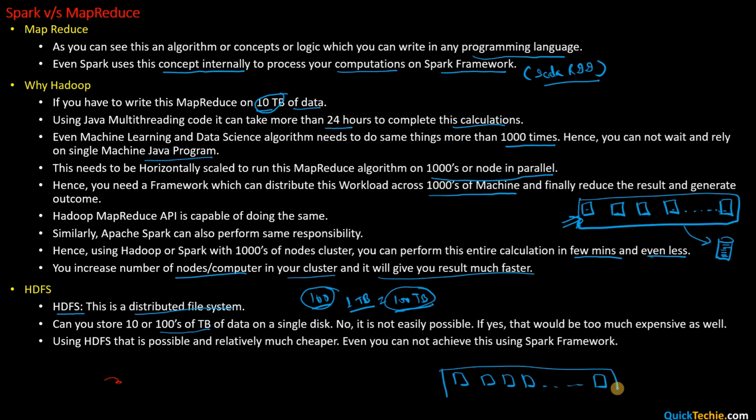So if you are storing 1,000 terabytes of data in this, how do you select data from it, so that it appears to you that the data is coming from a single machine? That is where HDFS helps you to store your huge volume of data. Using HDFS, that is possible and relatively cheaper.